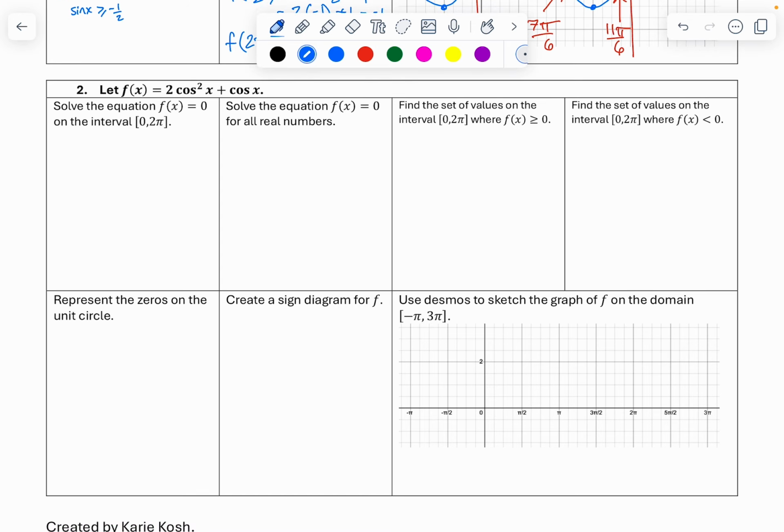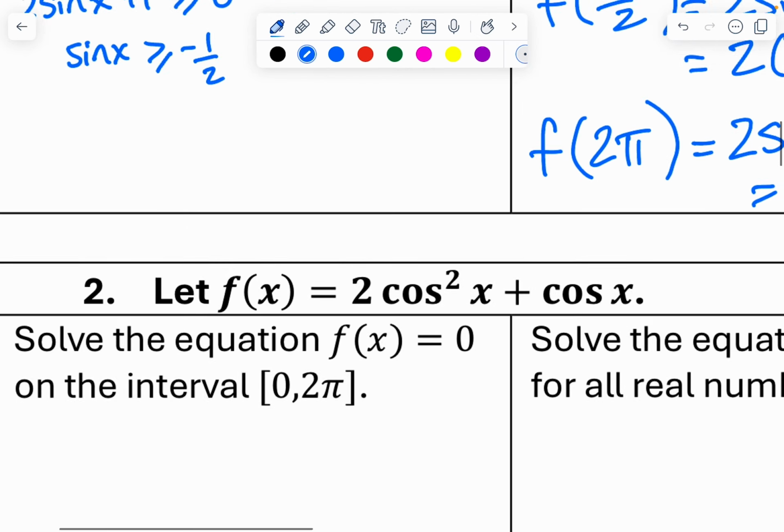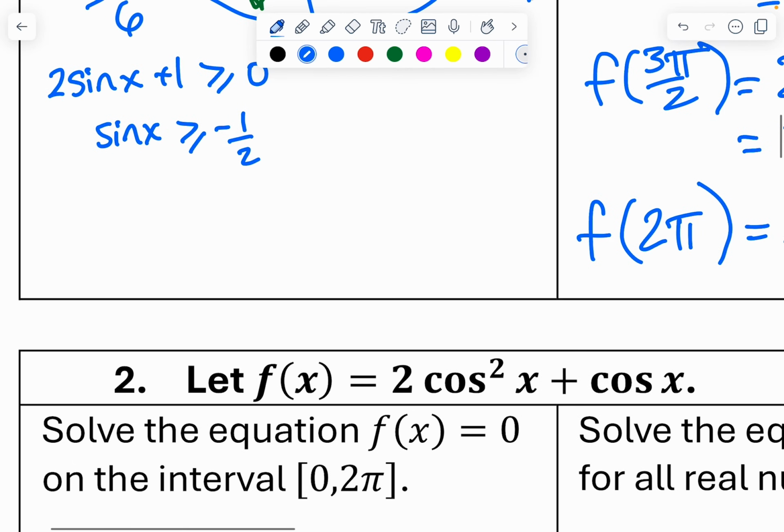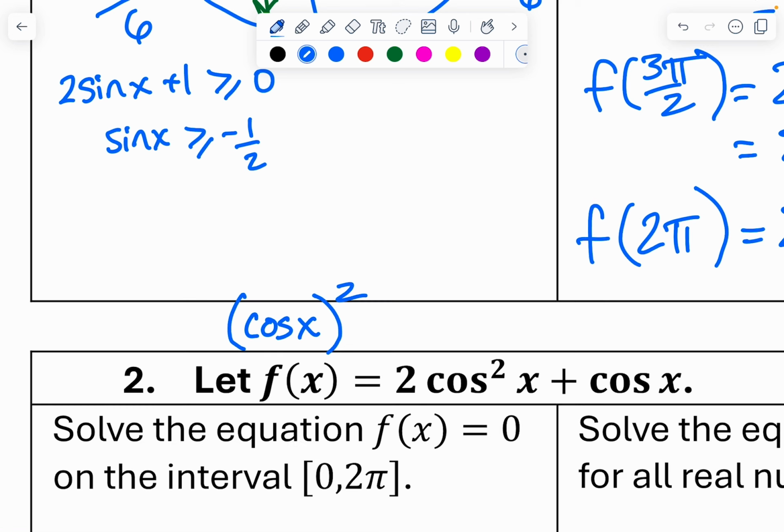On this one, I have 2 cosine squared x. Oh, by the way, I don't know if we've said this yet this year, but if I take an angle and take its cosine and then square that ratio, that's one way we could write this.